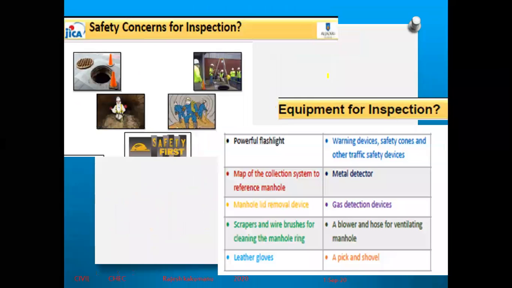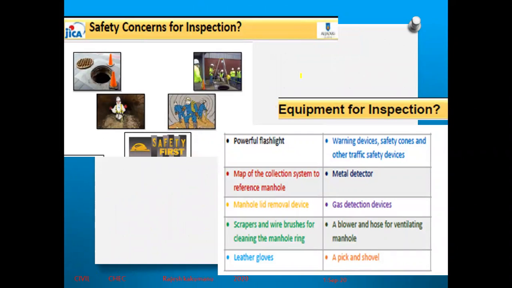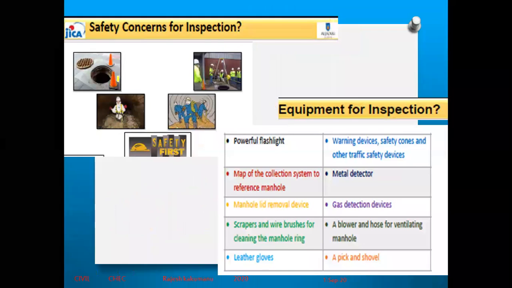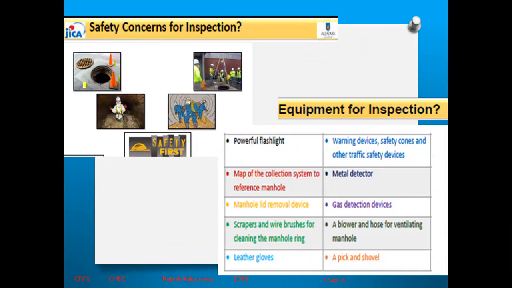Next. Now, what are the safety concerns for inspection? Just see the figures here. Whenever you are opening this sewer, whenever you are opening the manhole cover, you have to make some arrangements. See these orange color things, you have already seen them on the roadside also, right? Here, this type of system should be placed for safety during inspections.